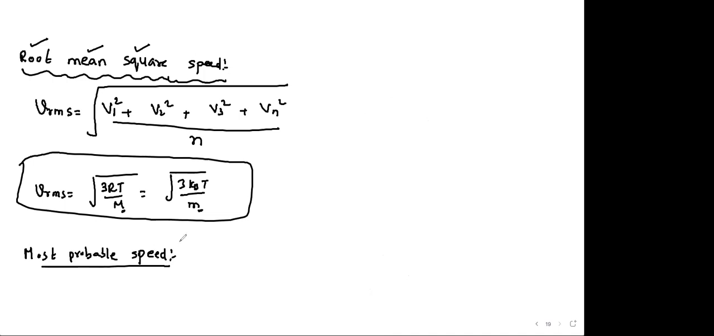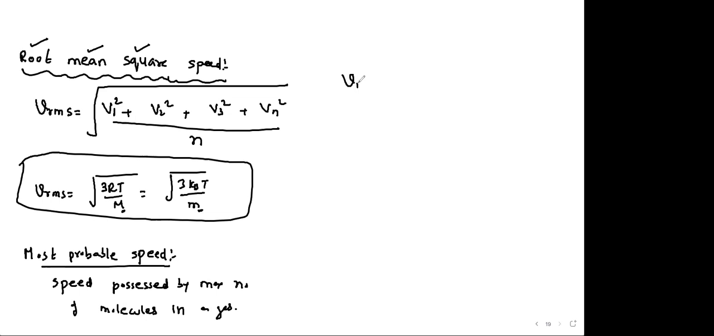Most probable speed means the speed which is carried by the maximum number of molecules. Say you have 5 molecules of gas. Molecule number 1 has a speed of 100, molecule number 2 has 10, molecule number 3 has 90, molecule 4 has 100, and molecule 5 has 100. So this speed is carried by the maximum number of molecules, and we call it most probable. So the speed possessed by the maximum number of molecules in the gas is the most probable speed.